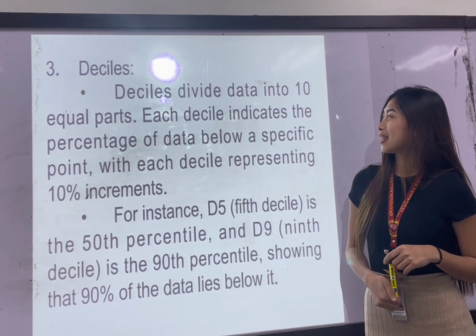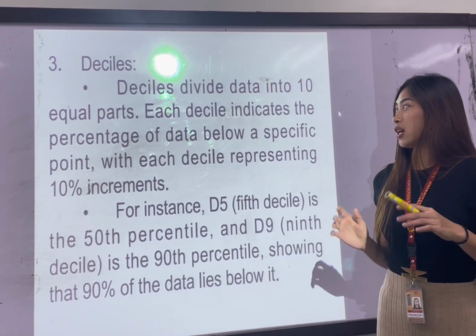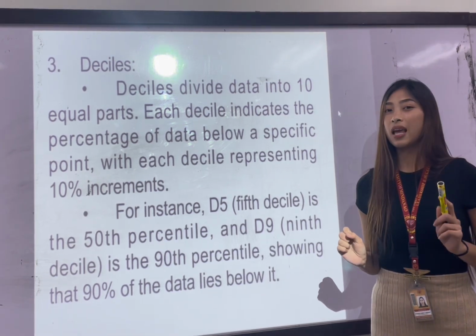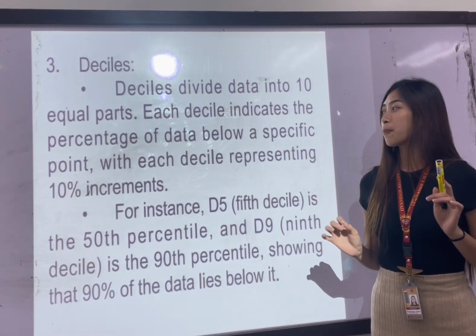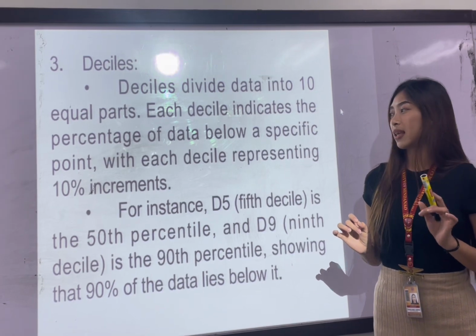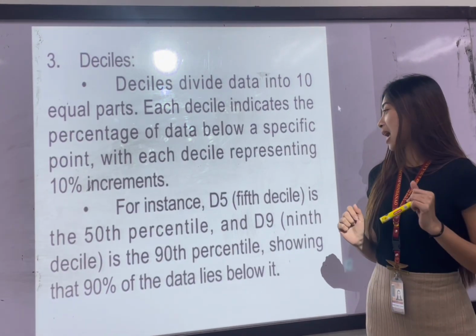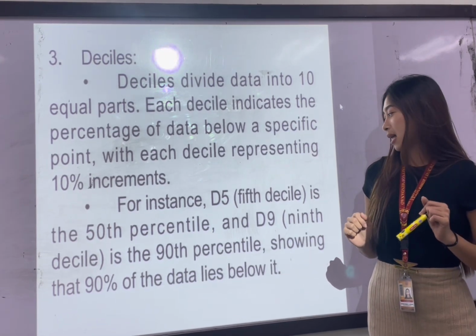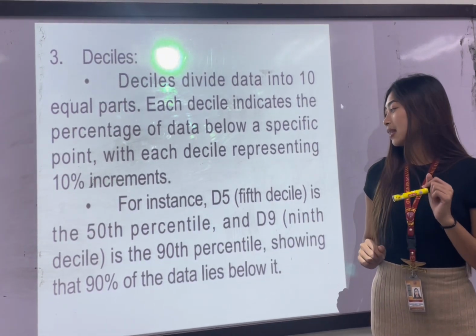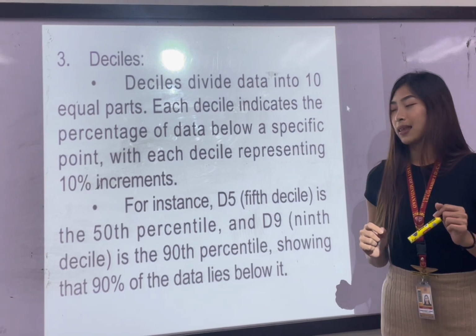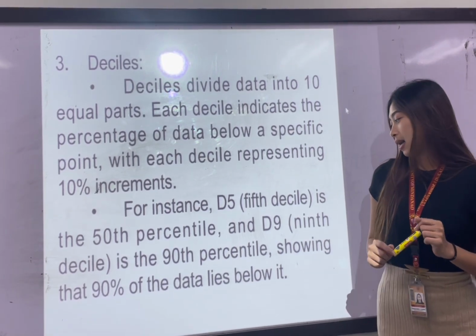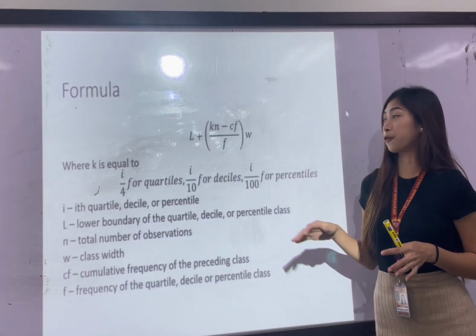Deciles divide data into 10 equal parts. Each decile indicates the percentage of data below a specific point, with each decile representing 10% increments. For instance, the 5th decile is the 50th percentile, and the 9th decile is the 90th percentile, showing that 90% of the data lies below it. I have here the formula.